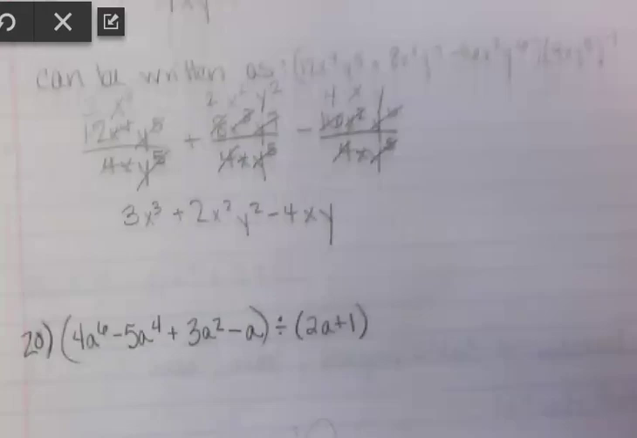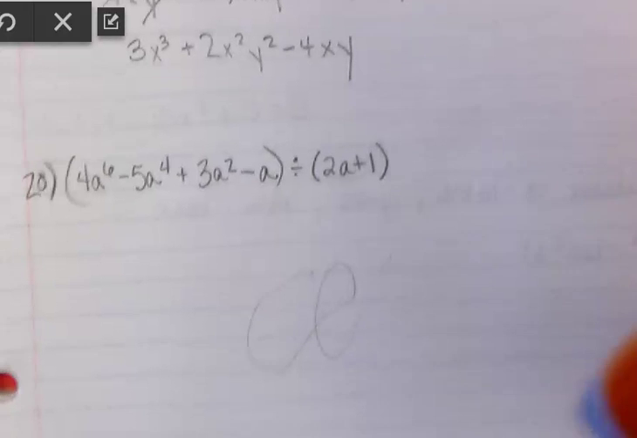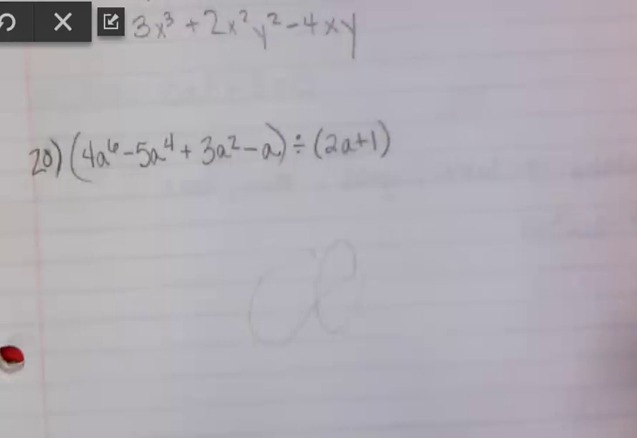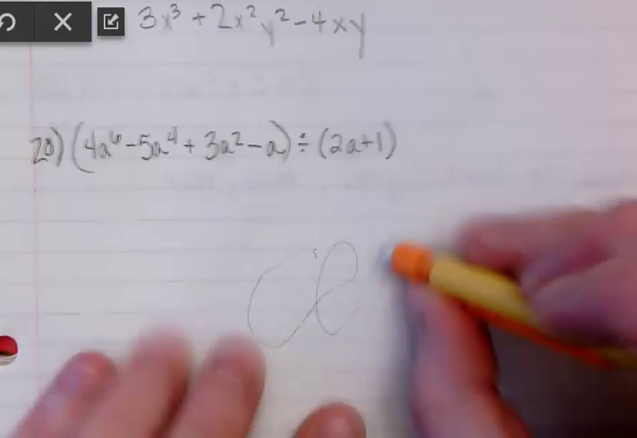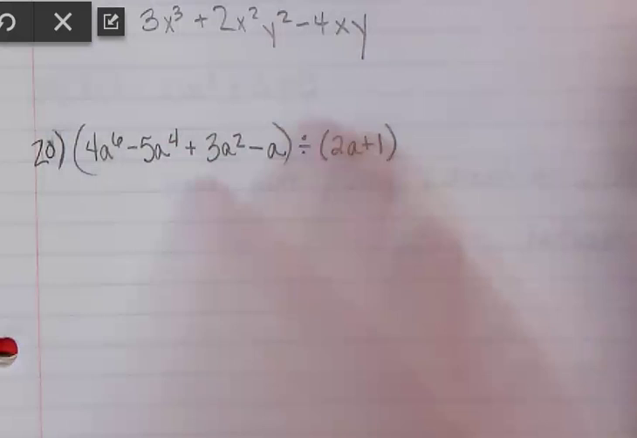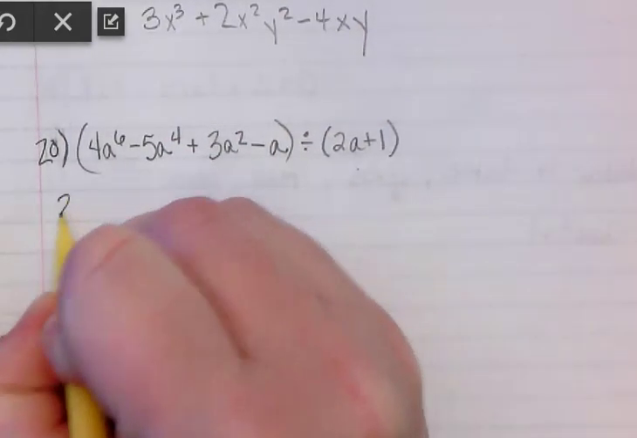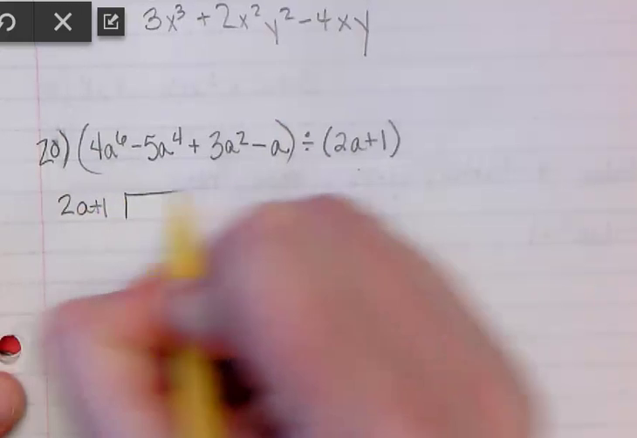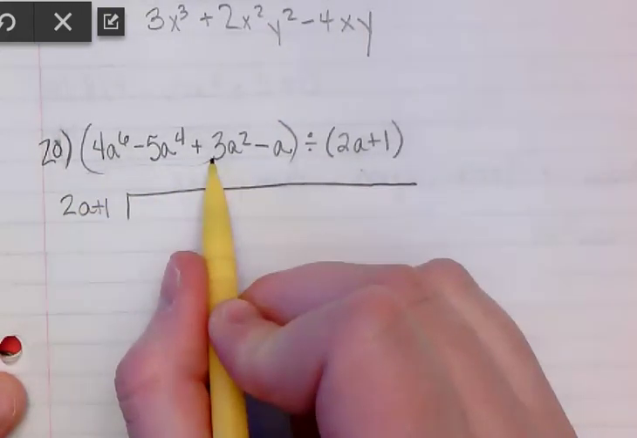Last but not least, we have problem 20, which, pardon me while I try to get this set up, is a longhand division problem. So the biggest thing with this to set up is you would take 2a plus 1 and you would divide it into this polynomial.